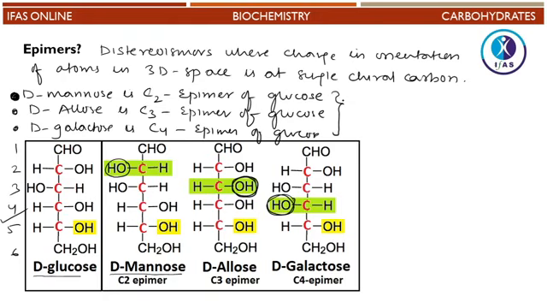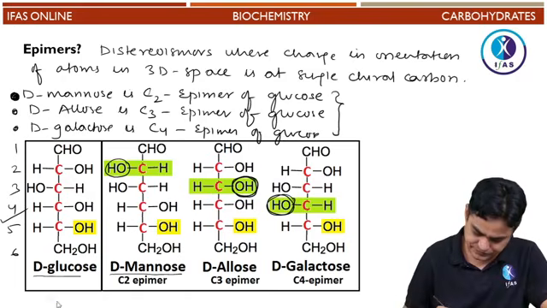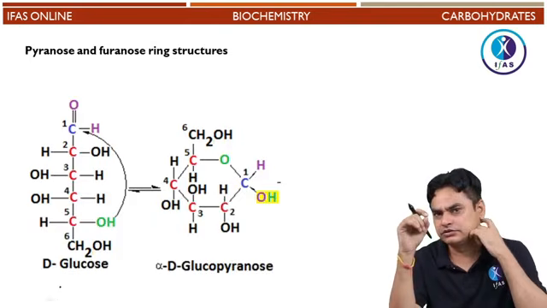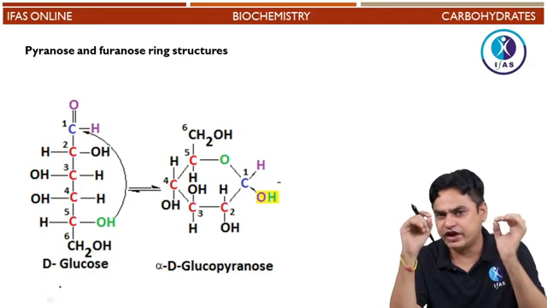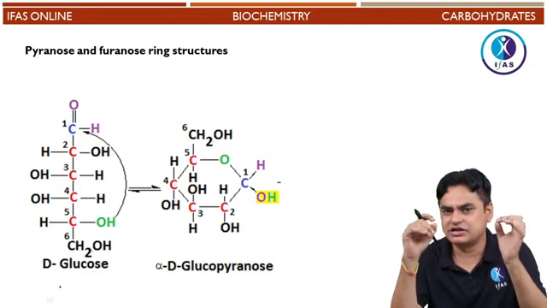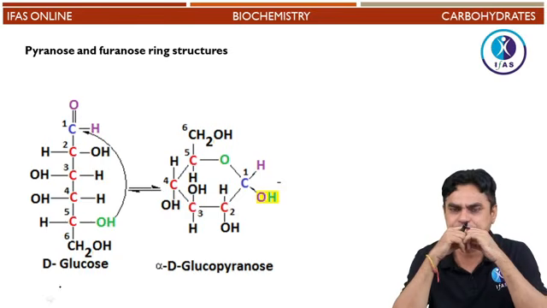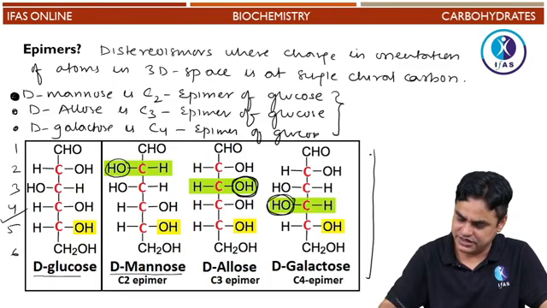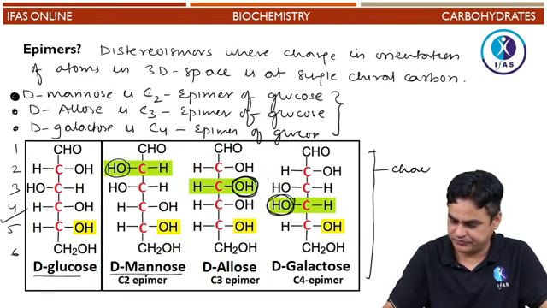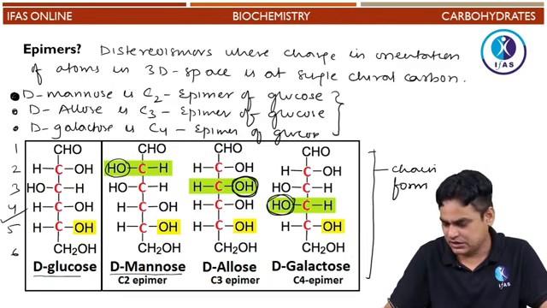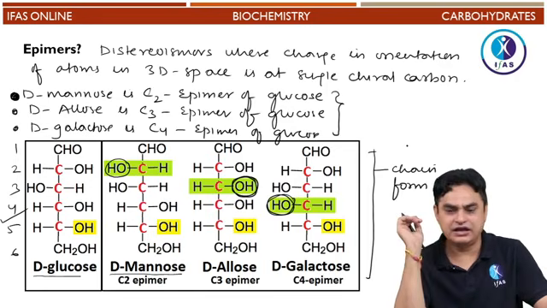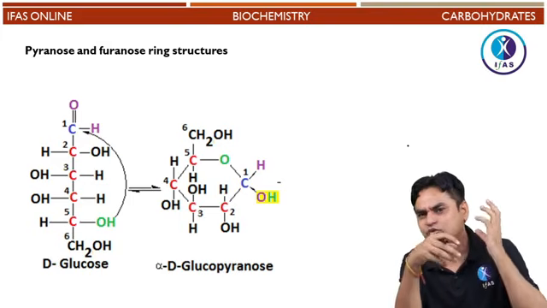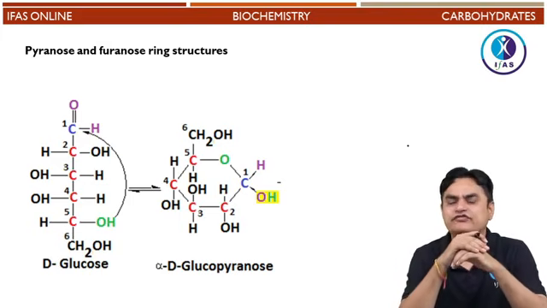So let's move further. Now, basically, the 5 carbon or 6 carbon sugars rarely occur in this form. This form which is drawn is the chain form. They rarely occur in a chain form. They get converted into a stable ring form.